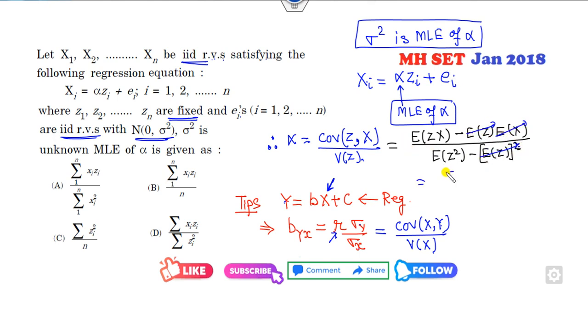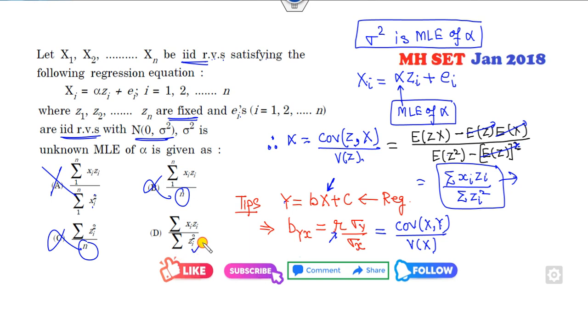How can you write that? Sum of xi zi divided by sum of zi square. This is the MLE of alpha. It is a xi square, but we need a zi square. It's a n, it's a n. You can see the same expression I have obtained. So that's a simple regression equation like y on x.